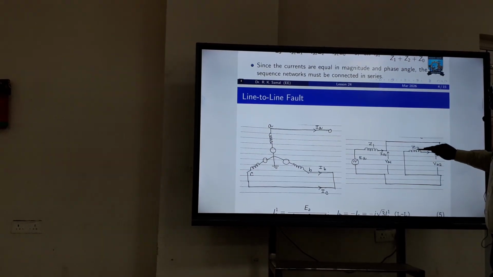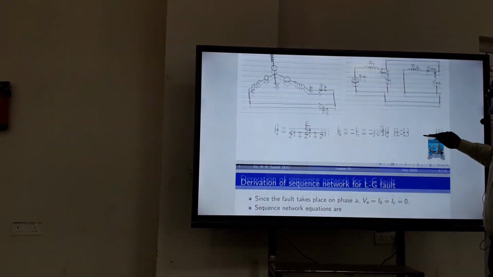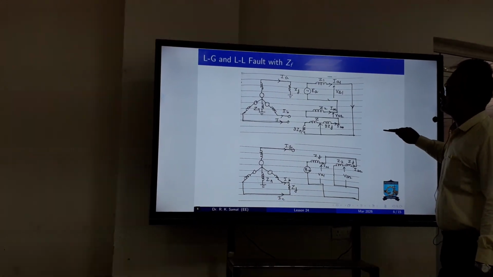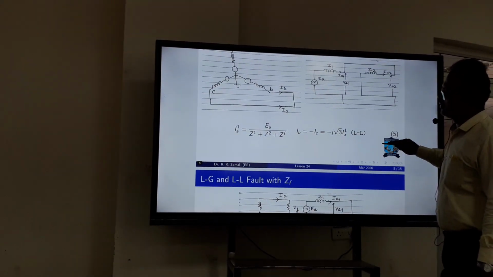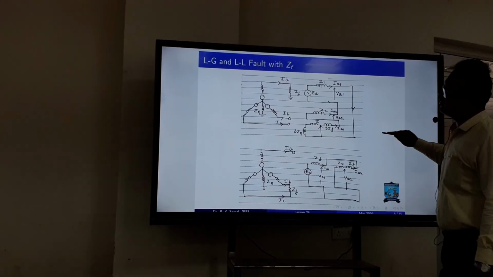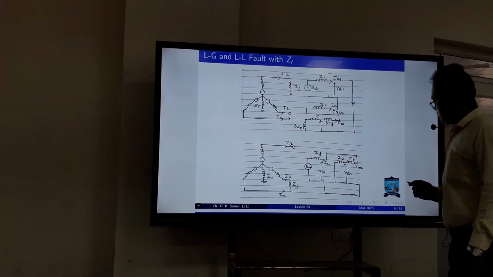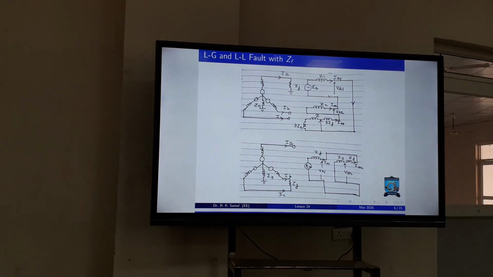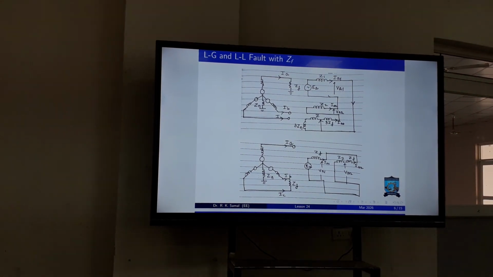I think somehow it is okay. The derivation somehow it is there, it's not so. Anyway, okay. So this is, you need not write, just note.